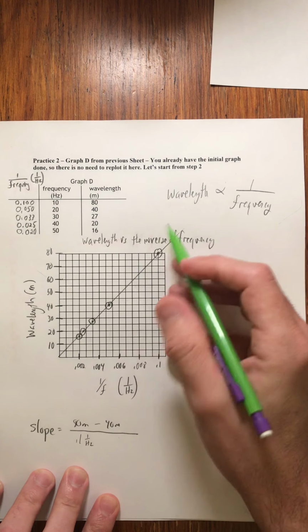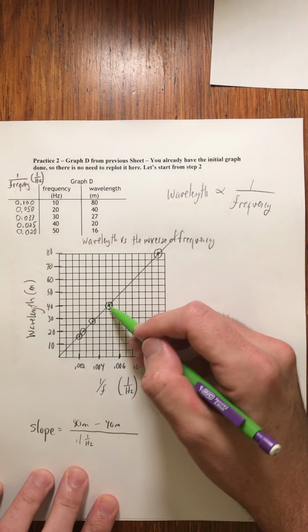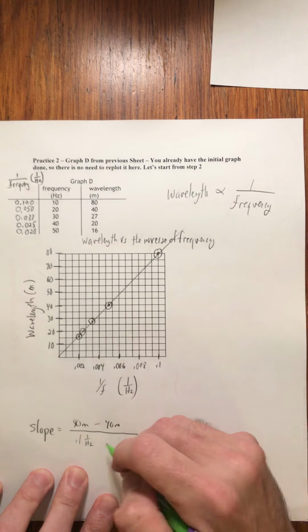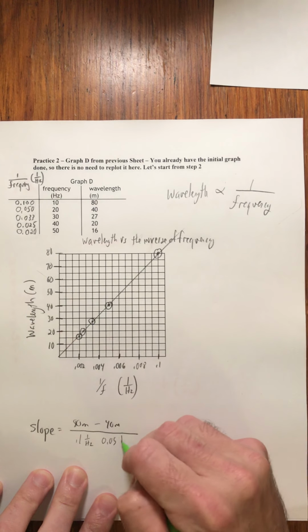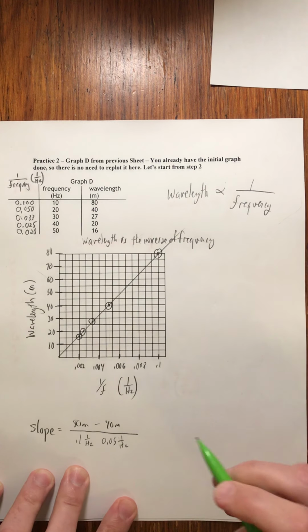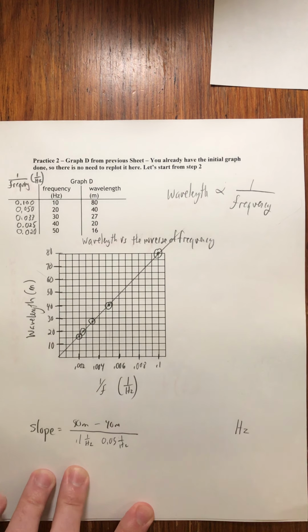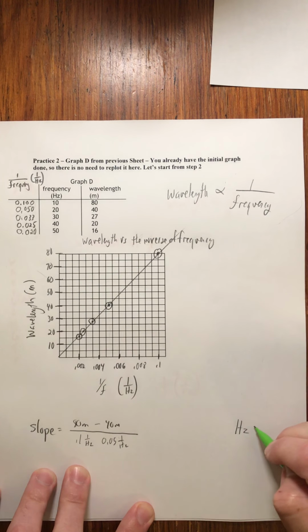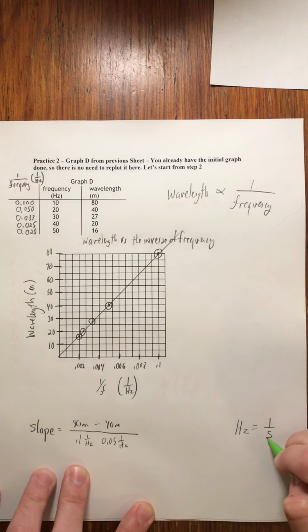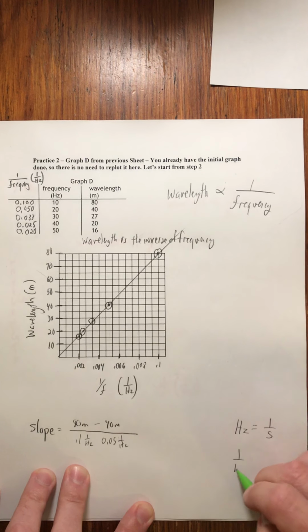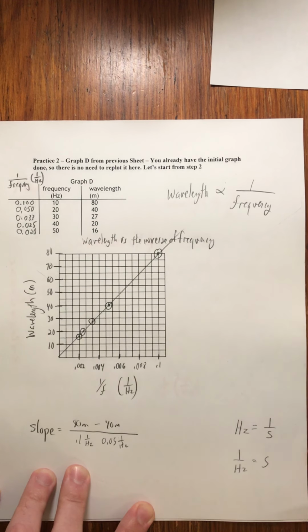and then, what is that? 0.05, 1 over hertz. By the way, just to make it easier, I wouldn't expect you to know this, but a hertz is a 1 over second. That means a 1 over hertz is equal to a second.